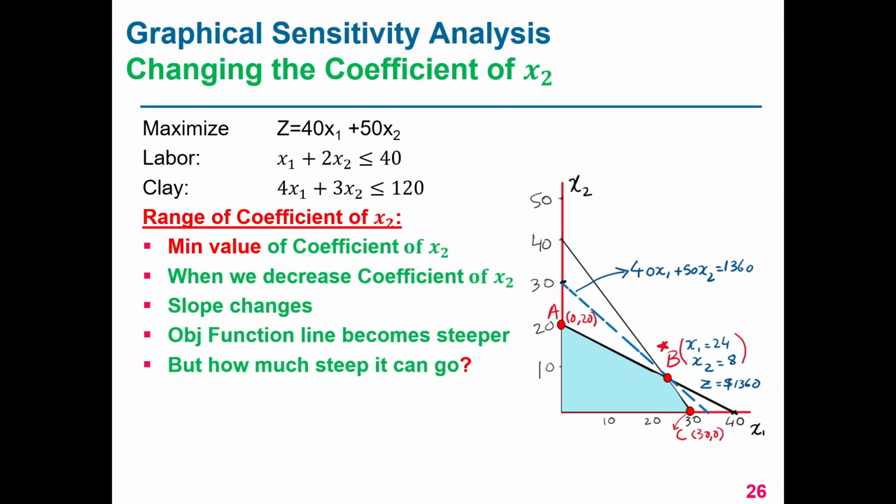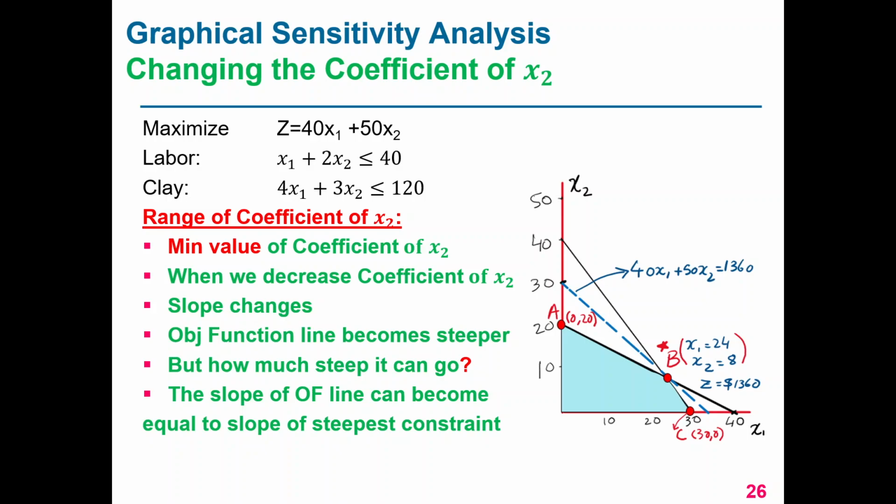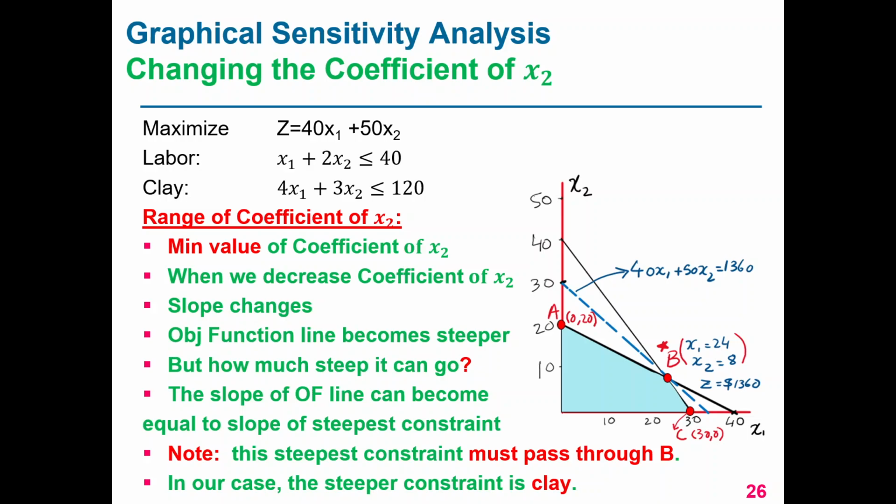We'll again look at the constraints, and we find that the slope of the objective function can become equal to the slope of the steepest constraint. But again, we should remember that this steepest constraint must pass through the optimal point, which in our case is B. And in this problem, the steepest constraint is the clay constraint. So we do the same procedure. We keep the coefficient of x1 at its original value, and c2 is equal to the slope of the constraint.